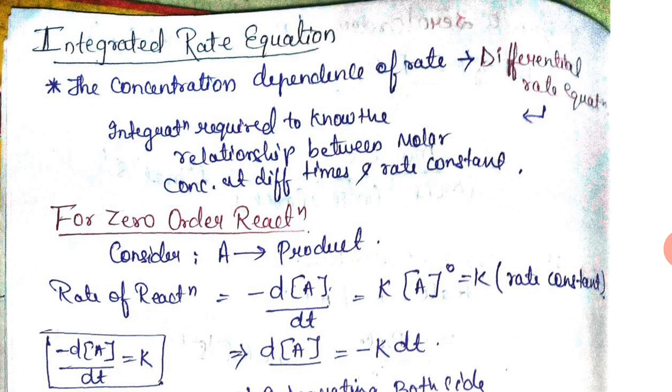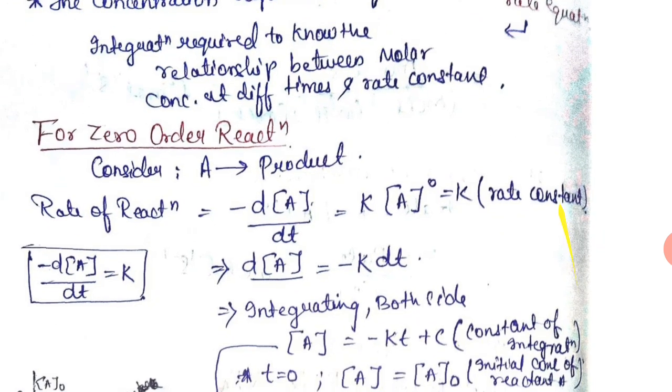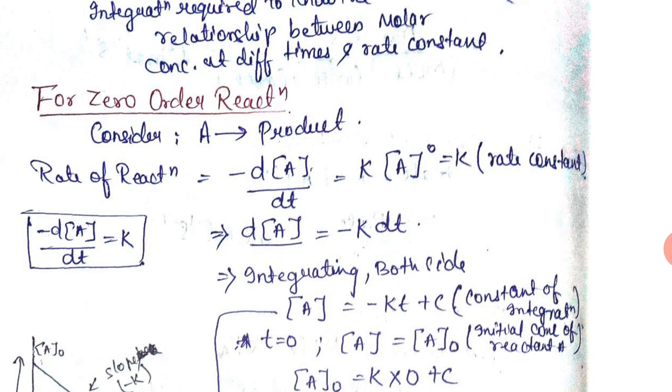The rate depends on concentration. So the rate of the reaction is dependent on concentration, and this is also known as the differential rate equation. Integration is required to know the relationship between the molar concentration at different times and the rate constant. So first we'll read about the zero order. What changes occur in the integrated form?